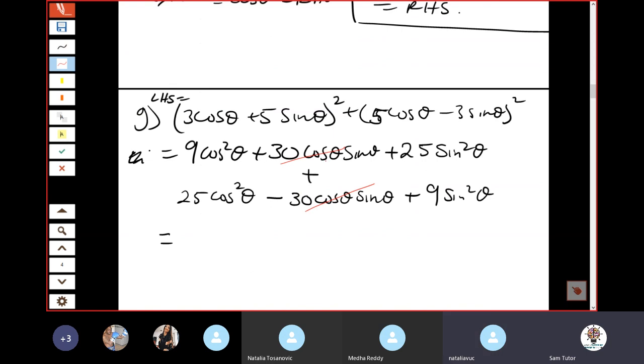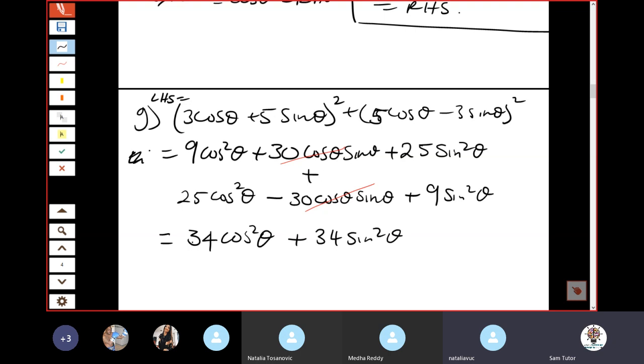That's plus 30 minus 30. It disappears, doesn't it? Yeah. And then what are you left with here? 9 cos squared plus 25 cos squared. So 34 cos squared theta. Beautiful. Plus 34 sine squared theta.